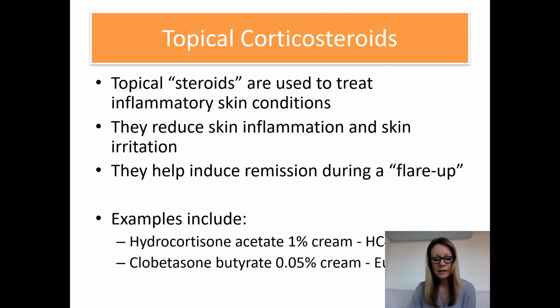Topical corticosteroids are used for inflammatory conditions, and they reduce the inflammation and skin irritation. They should only be used in small amounts. And here you can see two products. We've got hydrocortisone and clobetasone. So the clobetasone is the actual drug name ingredient, and Umivate is the brand.